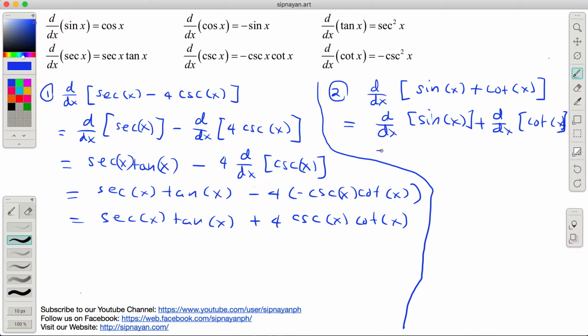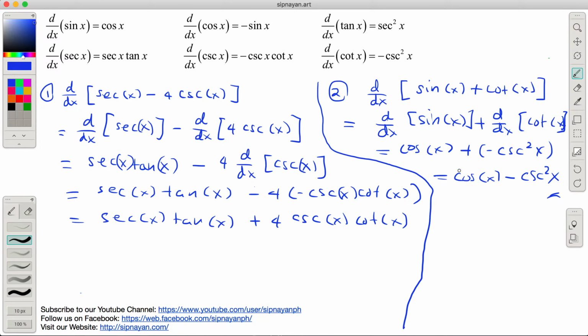Okay, so which is equal to, anong derivative ng sine x? Diba cosine x? Cosine x plus, what's the derivative of cotangent x? That is negative cosecant squared x. Negative cosecant squared x. So this is just equal to cosine x plus negative is the same as minus cosecant squared x. No? So ito na yung pinakasagot natin.